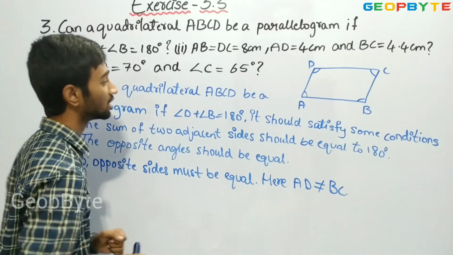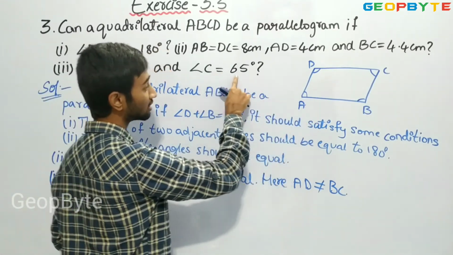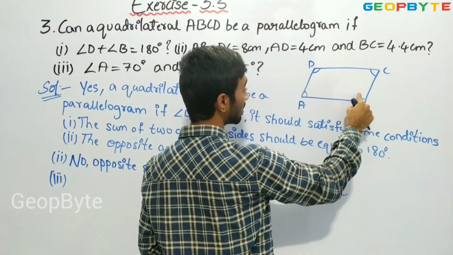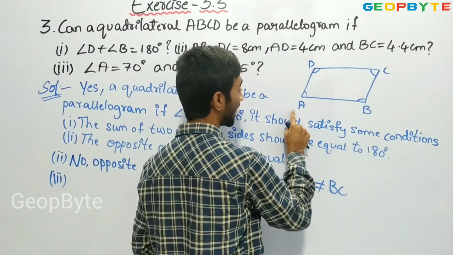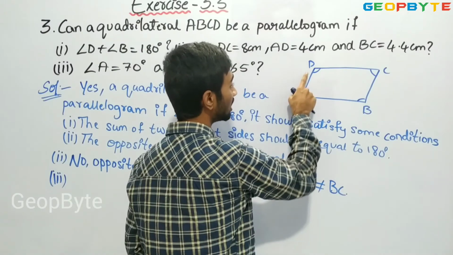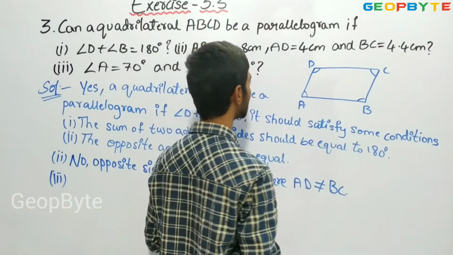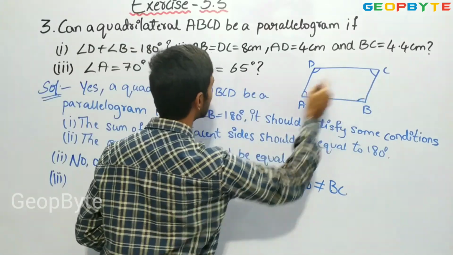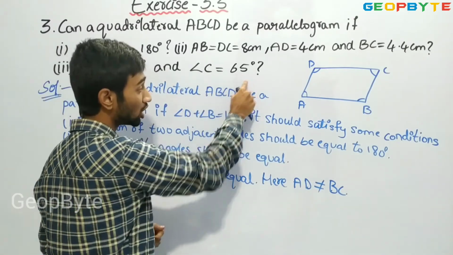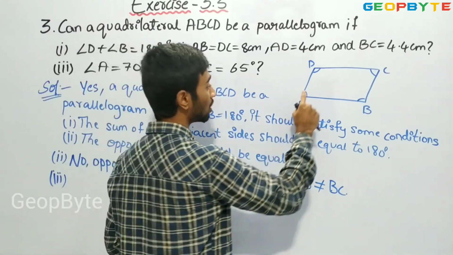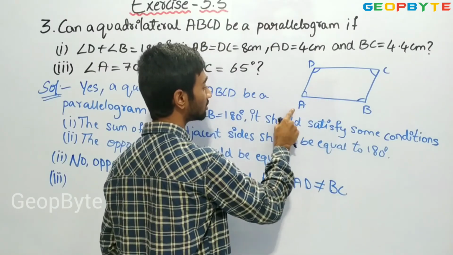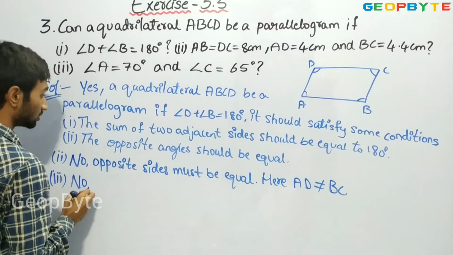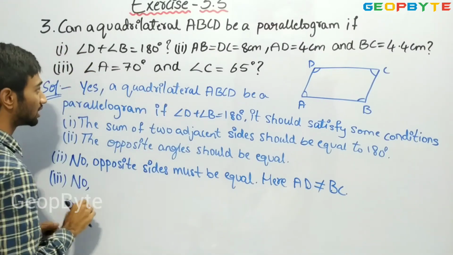Angle A equal to 70 degrees and angle C equal to 65 degrees. We know that in a parallelogram, opposite angles must be equal. That means angle A should be equal to angle C and angle D should be equal to angle B. But here it is given that angle A is 70 degrees and angle C is 65 degrees. So these both values are not equal. But in a parallelogram, opposite angles should be equal, that is angle A equal to angle C. So therefore, no. So third condition also is not satisfied.